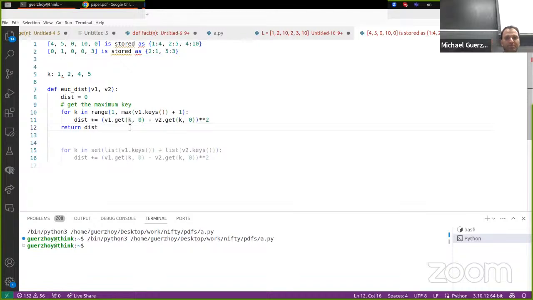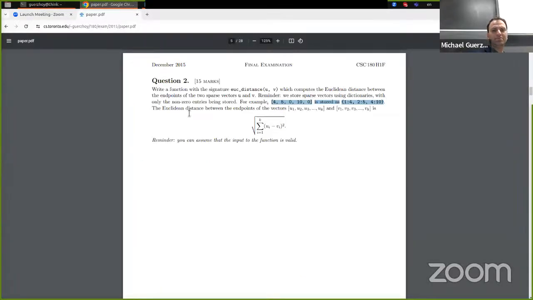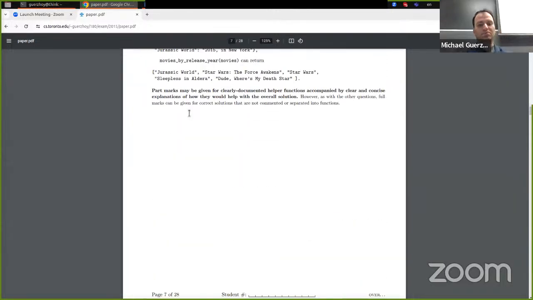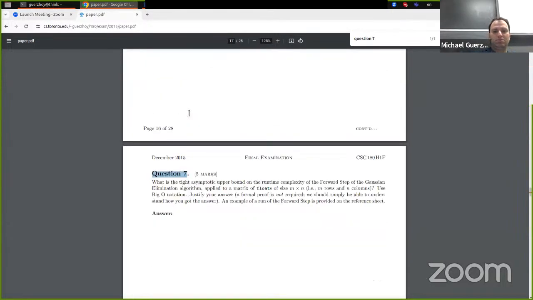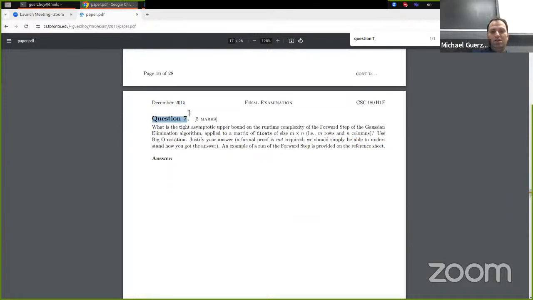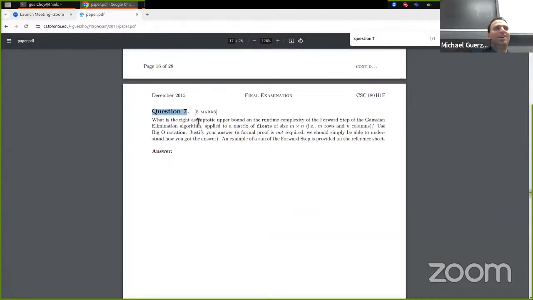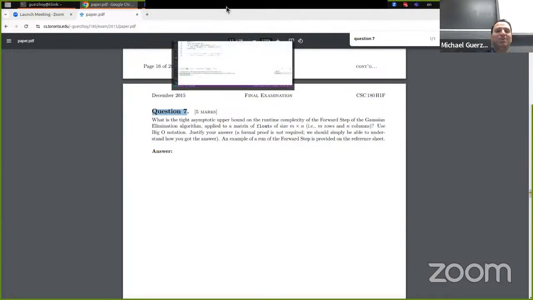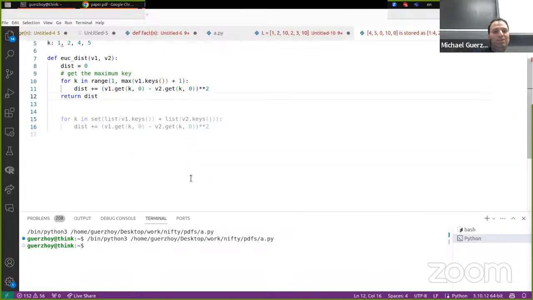Safely, in this case, if we take a look at the questions, oh my God. So, the forward step of the Gaussian elimination algorithm. What is the forward step of the Gaussian elimination algorithm?